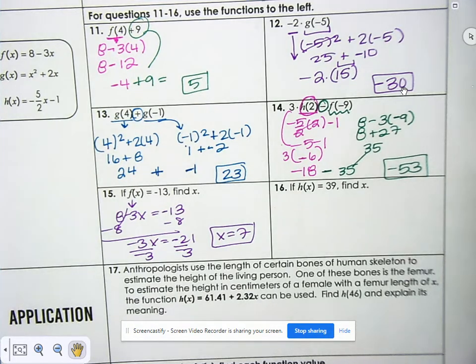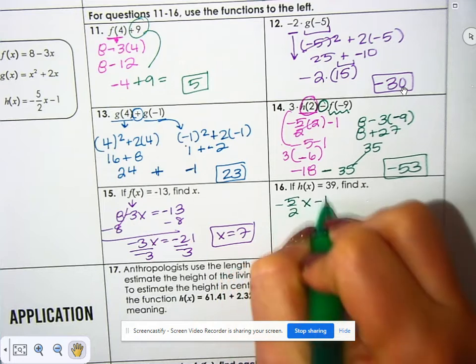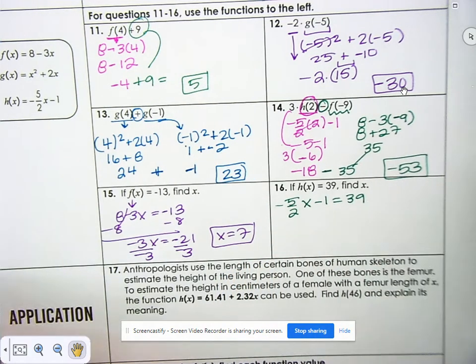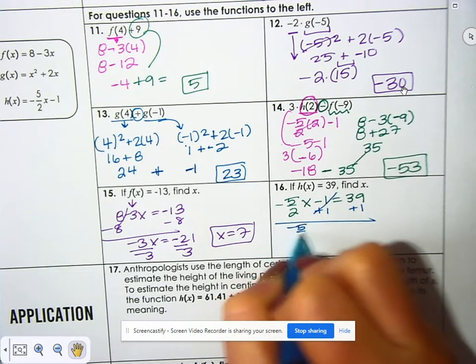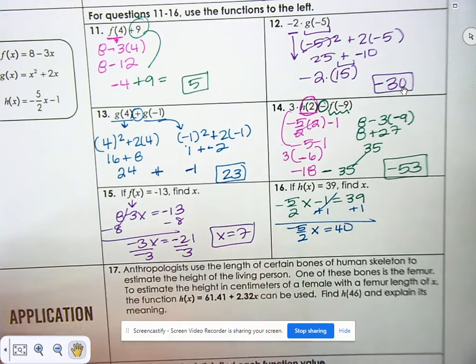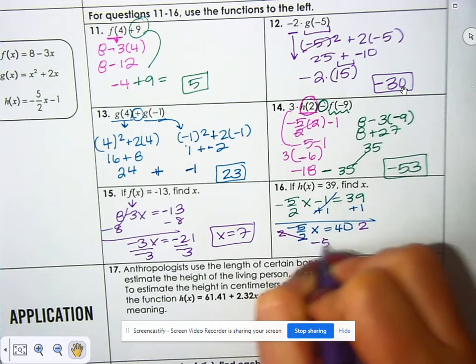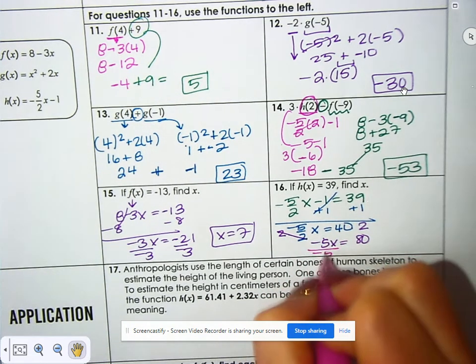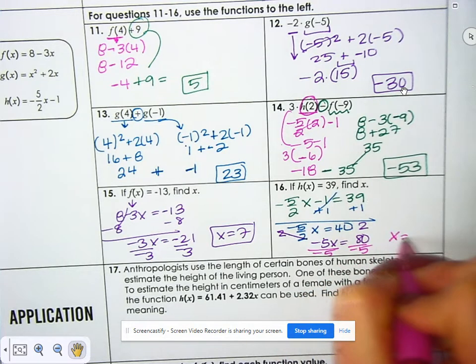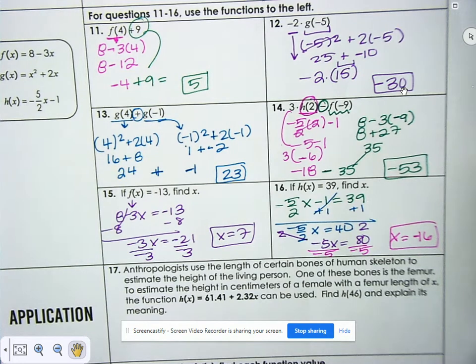Okay? And the last one of these, h of x is up here as negative 5 over 2x minus 1 equals 39. So we're just solving a regular equation here, y'all. We're going to add the 1. We're going to multiply by the 2. And then we're going to divide by the negative 5. Okay?